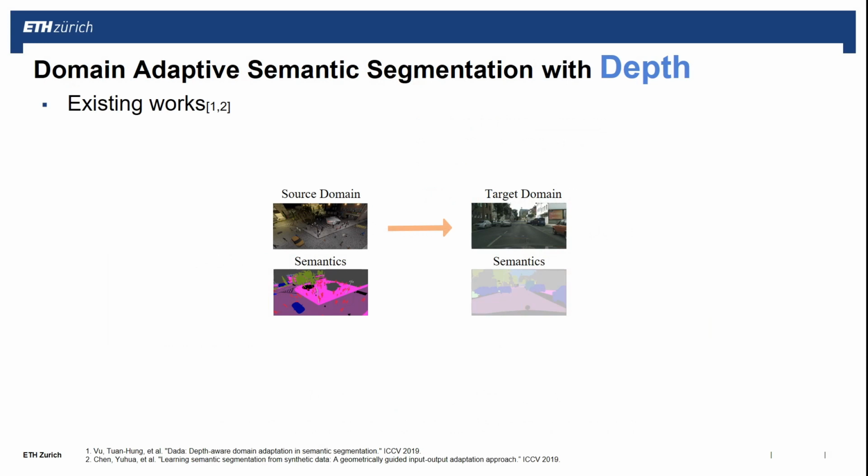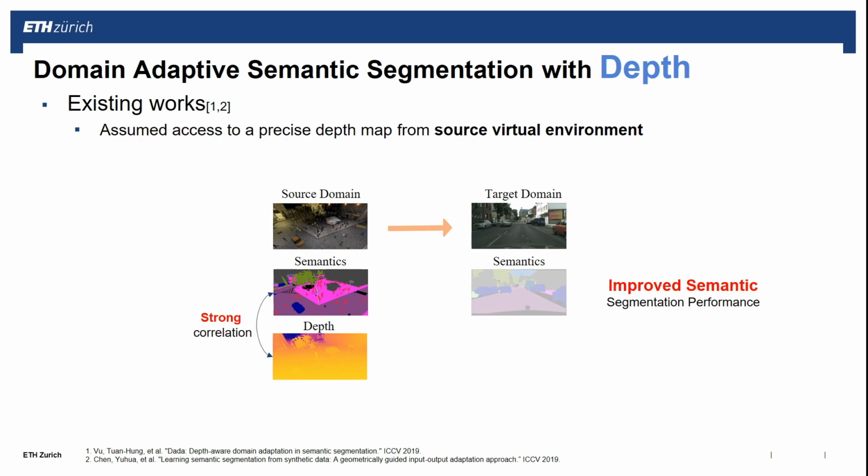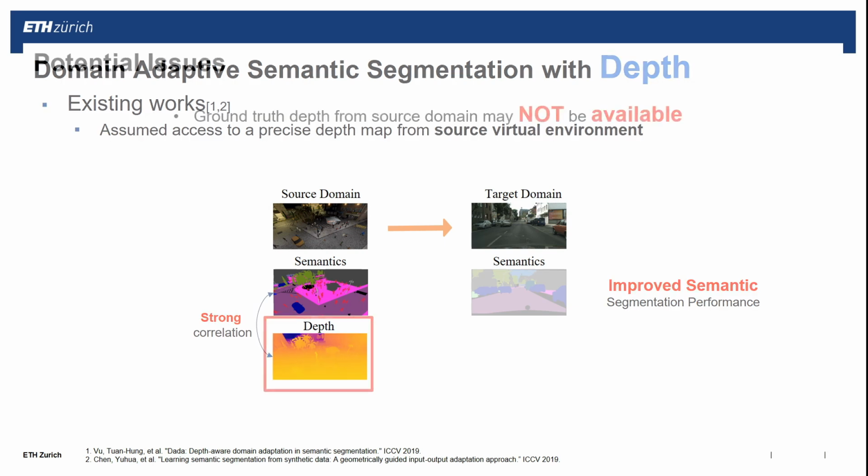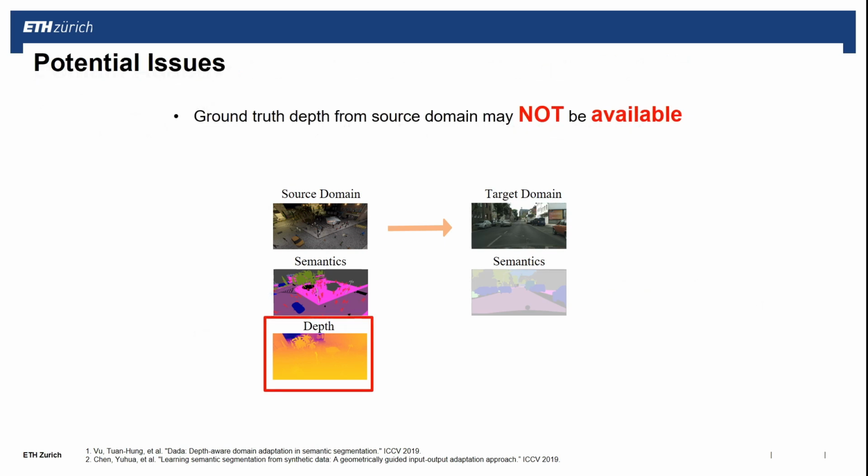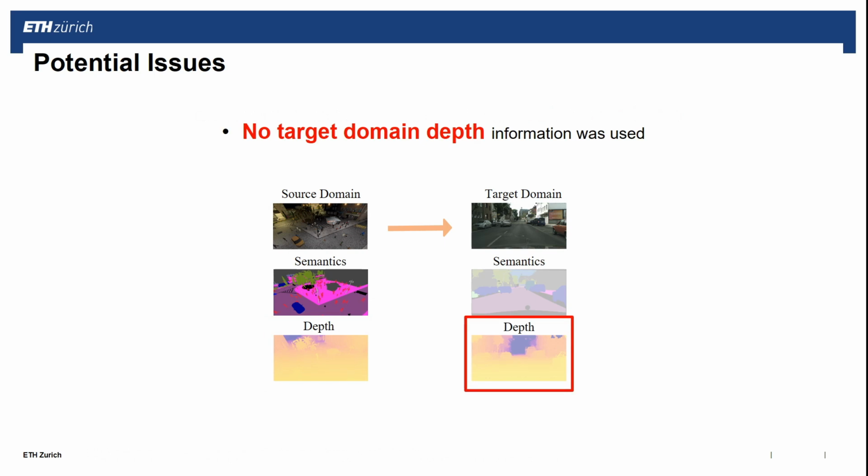There are existing works which explore the possibility of using depth to improve domain adaptation. In these works, it is often assumed that we have access to very precise depth maps from the source domain, but no depth information from the target domain. However, this assumption largely restricts the applicability of these methods. In the real world, it is very hard to obtain highly precise depth maps, and therefore ground truth depth maps from the source domain may not be available. In addition, depth information in the target domain is not used at all. But it's actually possible to get rough depth information for the target domain by using a moving camera or stereo cameras.